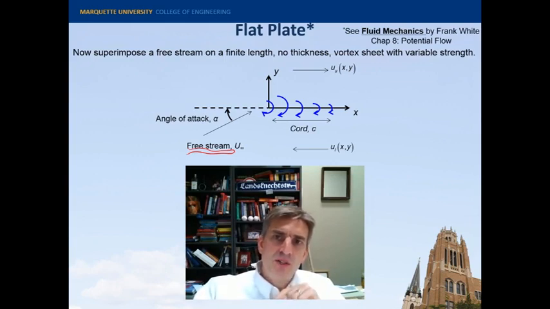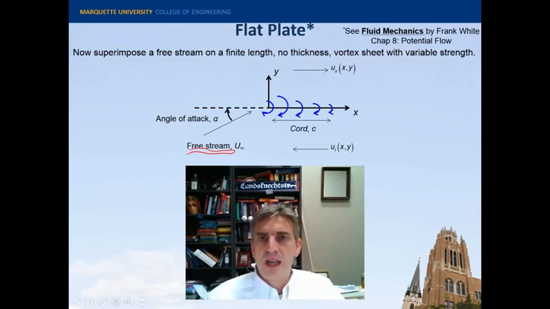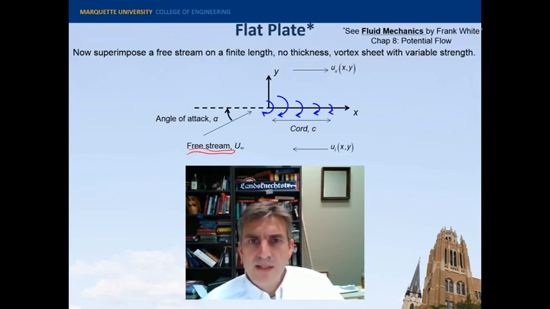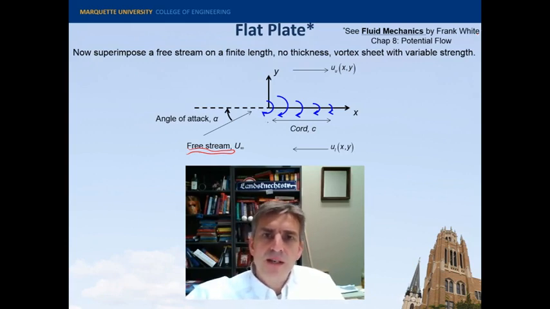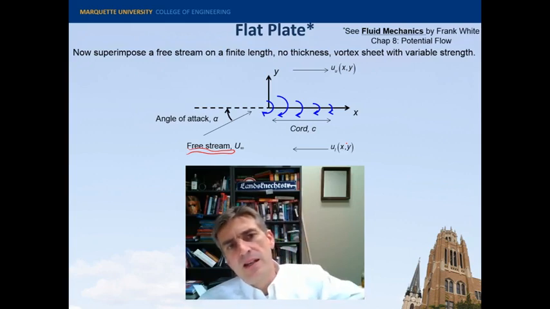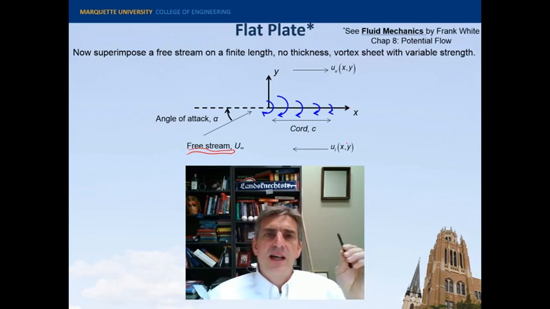And if you want to see more of this, you can have a look in Frank White's book in Fluid Mechanics. That has a very nice treatment of this, as do a lot of other undergraduate and graduate books. All right, so that's the basic geometry. And we imagine that this vortex is going to generate some upper and lower velocity in the x direction. And the free stream is also relative to this angle alpha, so I have some sort of angle of attack built into this.